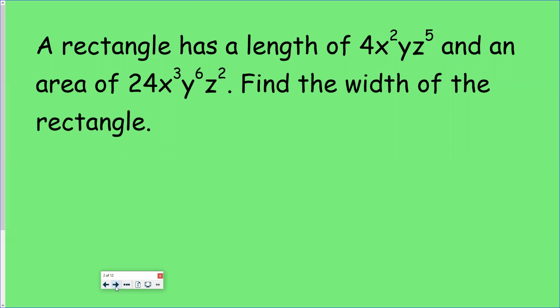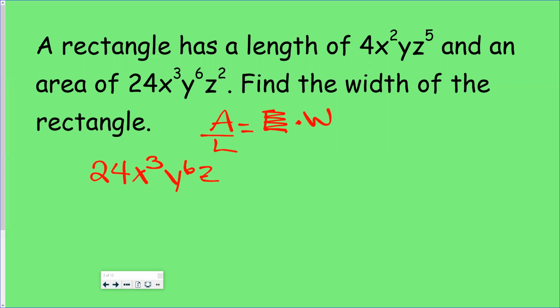Now, if they wanted us to find the width, this is an example where they would ask us for that. So they give us the length of our rectangle and they gave us the area. They want us to find the width. So if area equals length times width, in order to get width, I'm going to do area divided by length, and that'll allow me to get my width. So my area was 24x^3y^6z^2 over 4x^2yz^5.